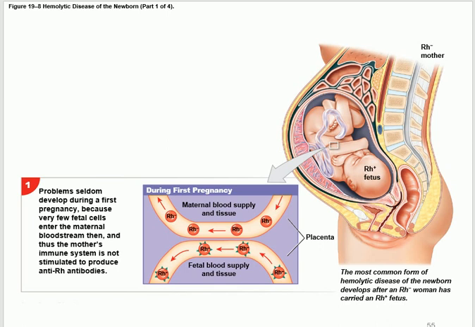It means she doesn't have the antigen. So she has the antibody? Yes, she has the antibody, right? If you don't have the antigen, you will have the antibody. Make sense? If I'm A, I will have antibody for B, for something different.